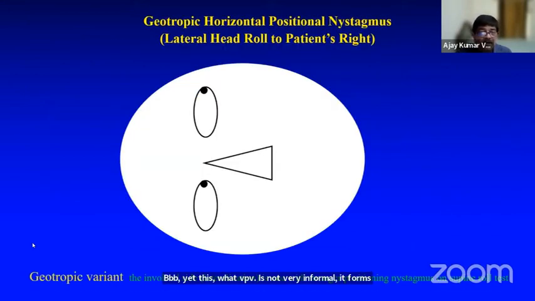So what is geotropic? This is the lateral head roll to the right shown in this diagram. In the geotropic variant, you just see the pupils. The quick component beats towards the lowermost right ear and the slow component is away from it. I am playing it once again. The quick towards the lowermost ear and the slow component is away from the lowermost ear. So it is important that in the geotropic variant, the involved side, that is the lateralization, is the one with the stronger positioning nystagmus on the supine roll test.